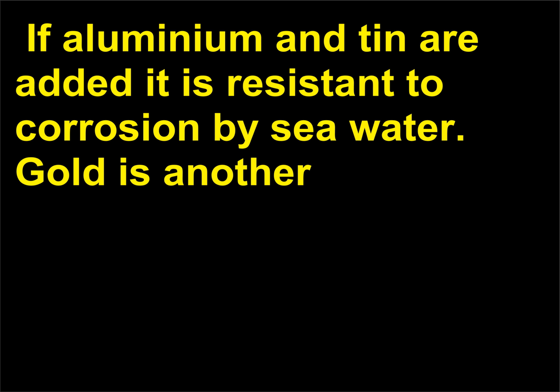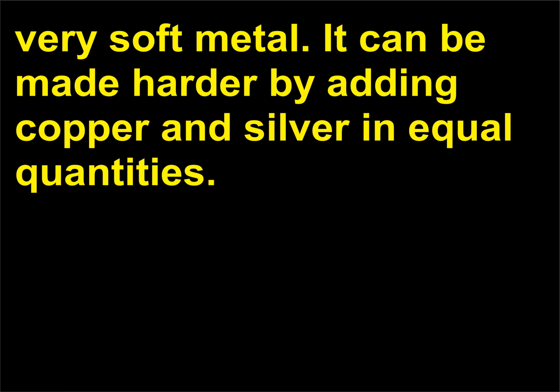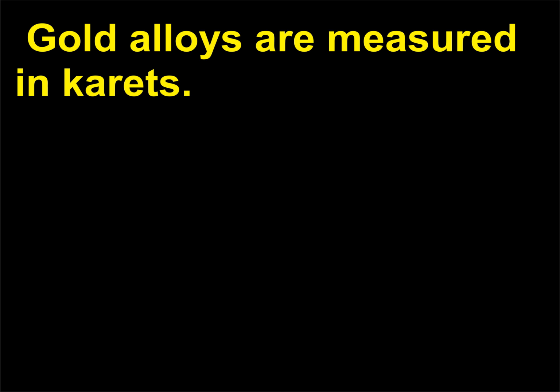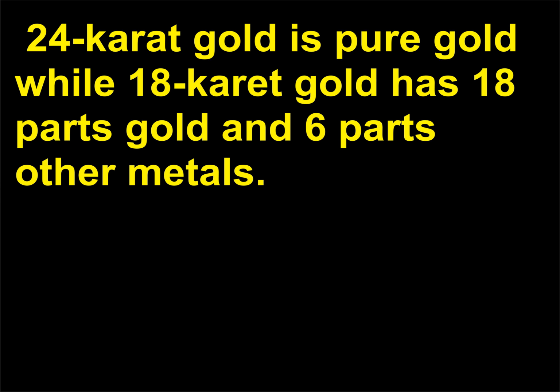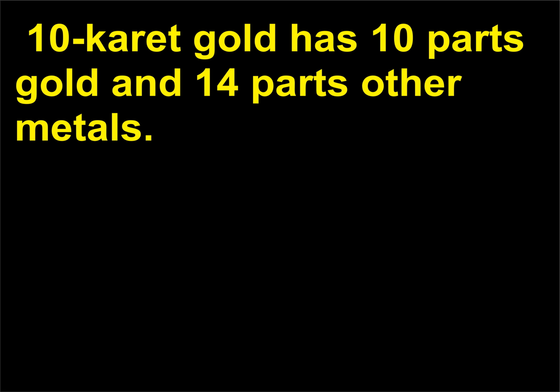Gold is another very soft metal. It can be made harder by adding copper and silver in equal quantities. Gold alloys are measured in carats. 24-karat gold is pure gold, while 18-karat gold has 18 parts gold and 6 parts other metals. 10 carat gold has 10 parts gold and 14 parts other metals.